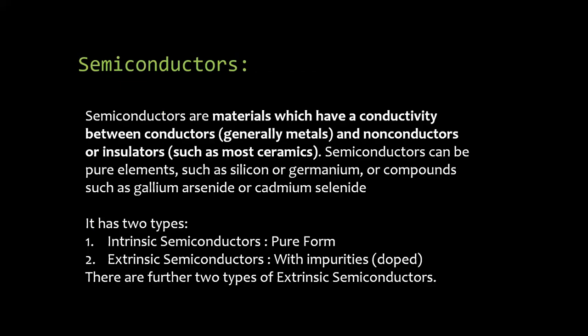First of all, semiconductors. Semiconductors are materials having conductivity between conductors and non-conductors or insulators. Semiconductors can be pure elements such as silicon, germanium, or compounds such as gallium arsenide. As the definition tells us, the conductivity is between insulators and conductors. It means that sometimes it behaves as a conductor and sometimes as an insulator. It depends on the conditions.